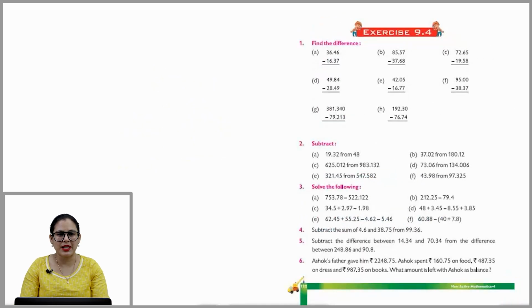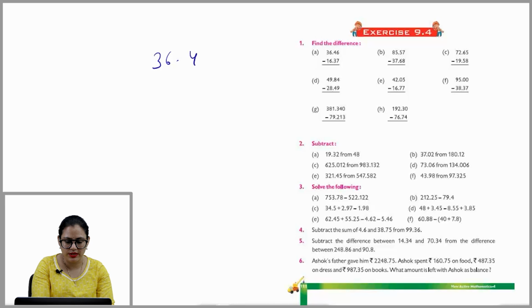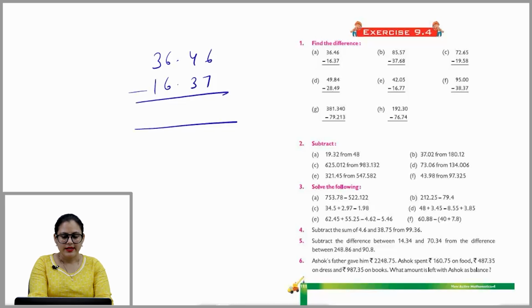Let's do exercise 9.4. Find the difference. 36.46 minus 16.37. We cannot subtract 7 from 6, so we'll borrow from here. 16 minus 7 is 9, 3 minus 3 is 0, then decimal, 6 minus 6 is 0 and 3 minus 1 is 2. So 20.09 is the answer, right?